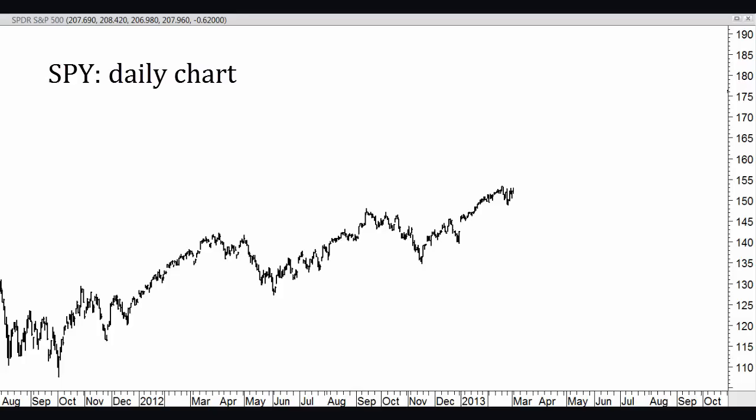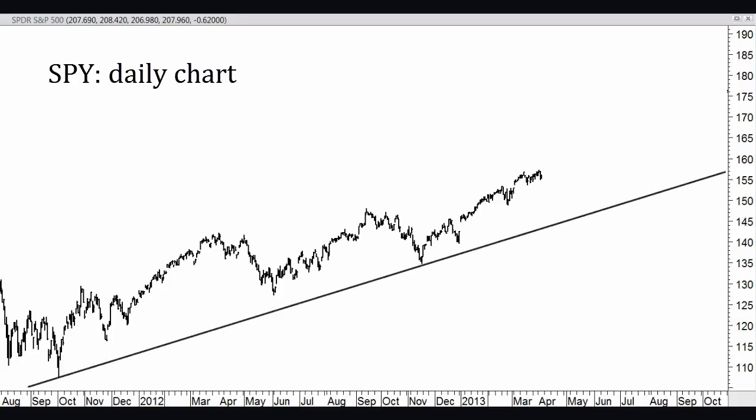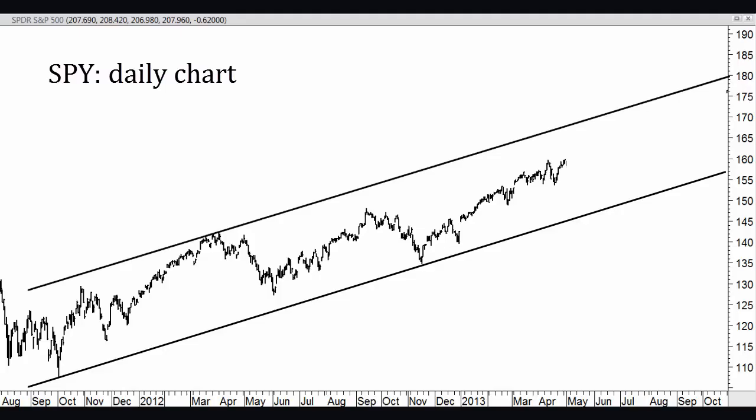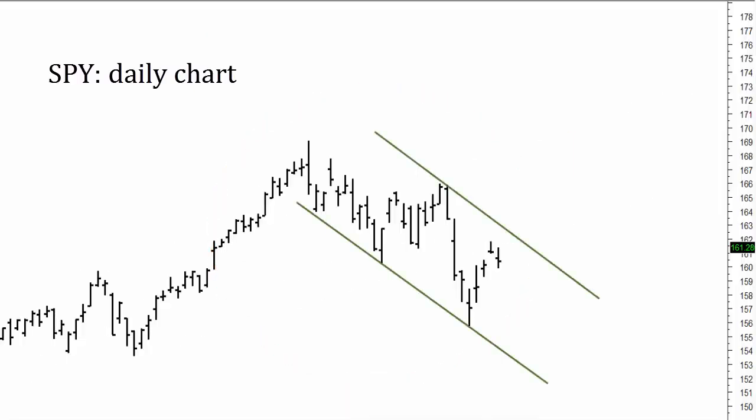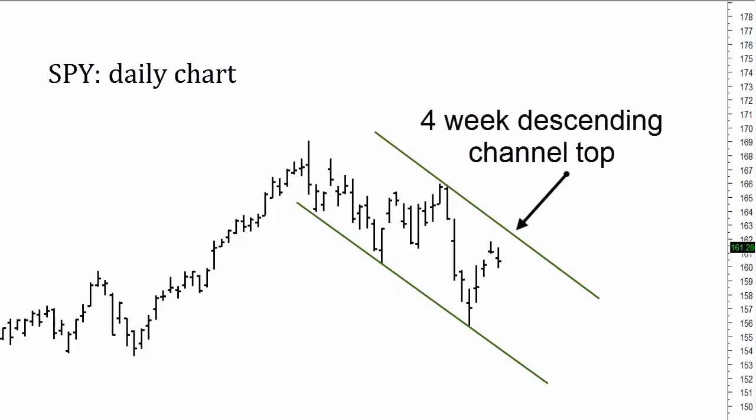Let's assume for the sake of this demonstration you have no position. And because this market, the S&P 500 Spider ETF, clearly remains in the grips of a continued bull trend, you are looking for the next buy opportunity. If we zoom into the more recent price activity, you can see overhead nearer term resistance on this daily chart represented by a 4-week descending channel top.